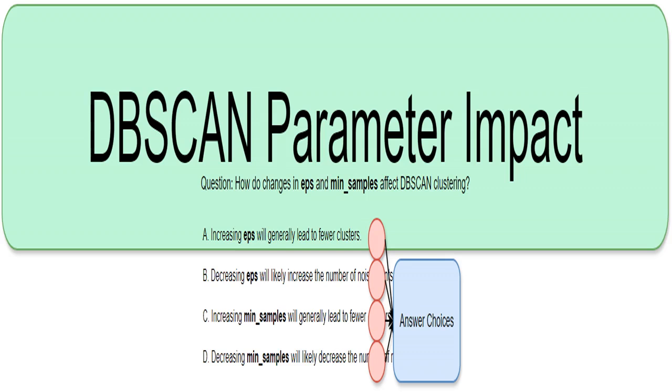This section's title simply tells us that we'll be examining how changes to the epsilon, EPS, and minimum samples, min_samples, parameters in the DBSCAN algorithm affect clustering results. It's like looking at the knobs on a sound system. How do you tweak them to get the best sound? This question sets up the challenge. We need to understand how tweaking the parameters, the radius for searching for neighbors, EPS, and the minimum number of points needed for a cluster, min_samples, changes the final clusters that DBSCAN creates.